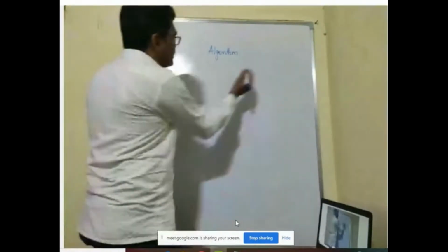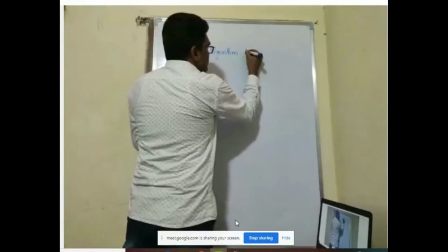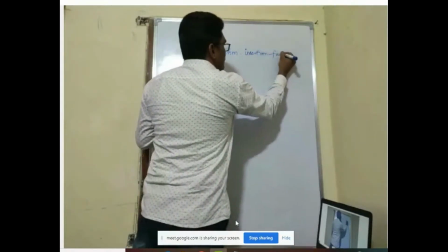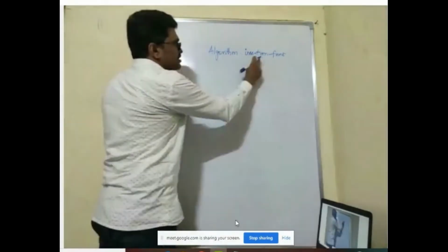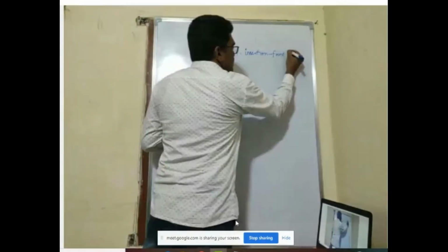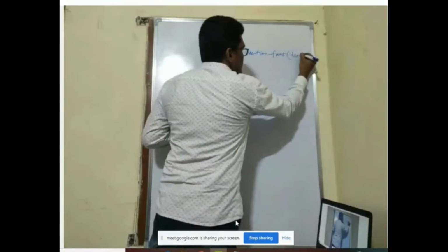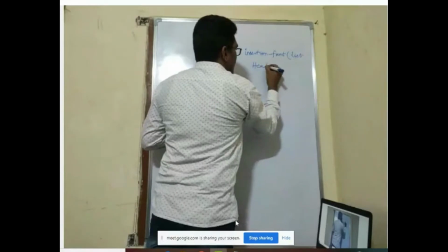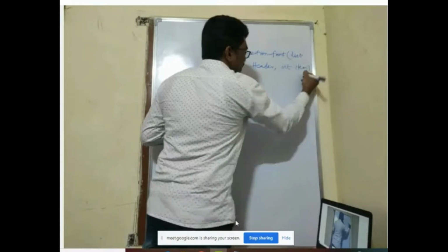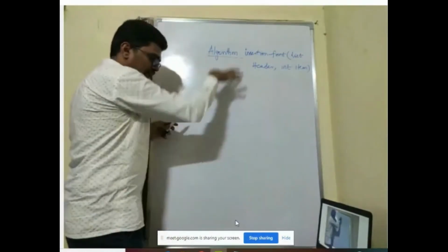So first, this is the notation that we'll follow. First, you write the algorithm name. What is the algorithm name? Insertion hyphen or underscore front. This is the name that I have given. Now, what are the things that it will take? It will take header as a pointer, the list header, and it takes item, the value to be inserted. This is the notation for all the algorithms. You'll be writing like this.